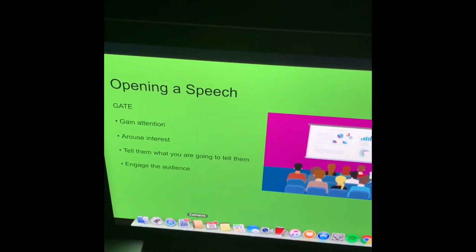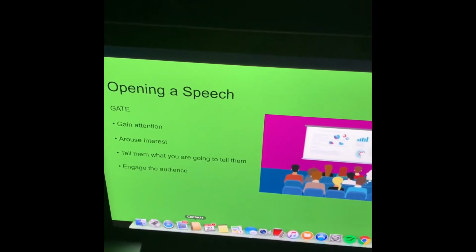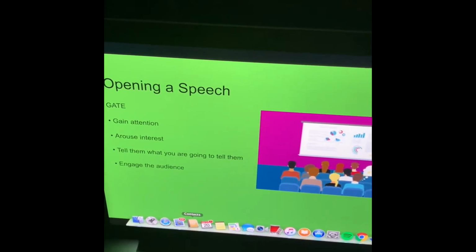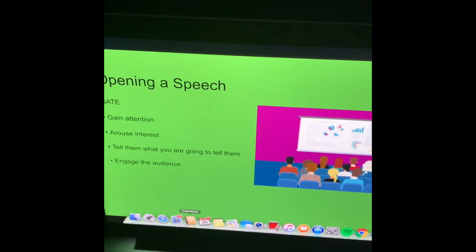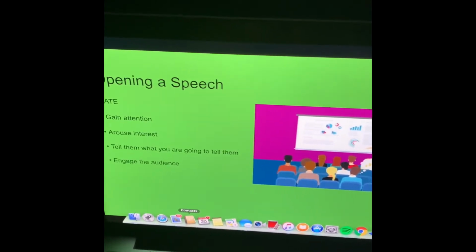The A in GATE stands for arouse interest. This can be done similarly to gaining their attention. Telling a good story or doing something unexpected can make sure that the interest of the audience is spiked and that they are invested in what you are talking about.